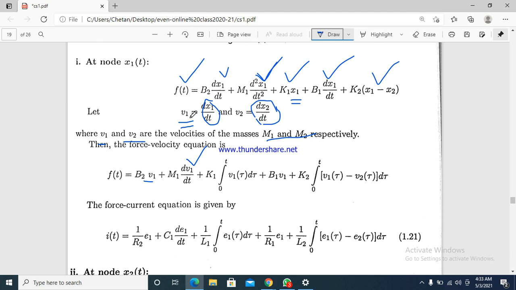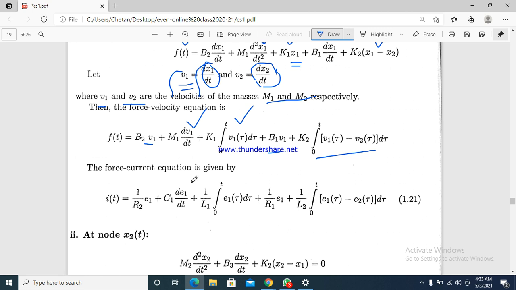Why is it so? Here you can observe that v1 equals dx1 by dt. If you want to get x1 from this expression, apply integration on both sides. Integration and differentiation get cancelled, so you are left with only x1. x1 equals the integration of v1. That same thing is written here: in place of x1 you have the integral of v1 dτ, with integration limits 0 to t. Similarly, B1 v1 plus K2 times the integral of (v1 minus v2) dτ.